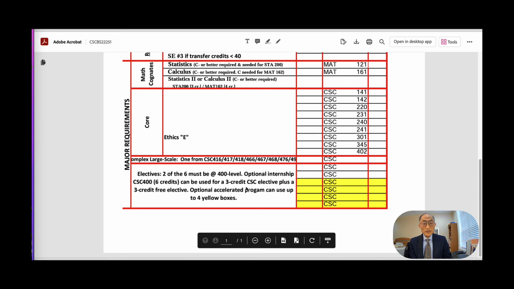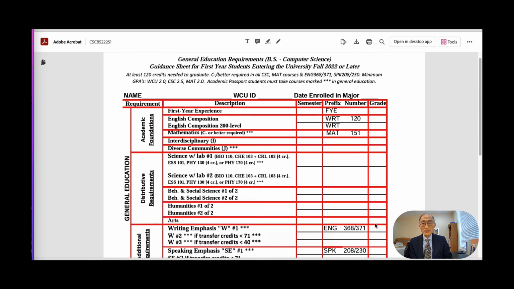The last group, but not the least, is 6 CSC elective courses. Out of these 6, 2 of them must be at the level of 400. CSC 400 itself is an internship course. It is a 6-credit course, which can only be counted toward one of these 6 courses. If you take CSC 400, that additional 3 credits can be counted towards the 120 credit requirements. 3 credits will be counted here as one of the 6 courses. And that's all you need.